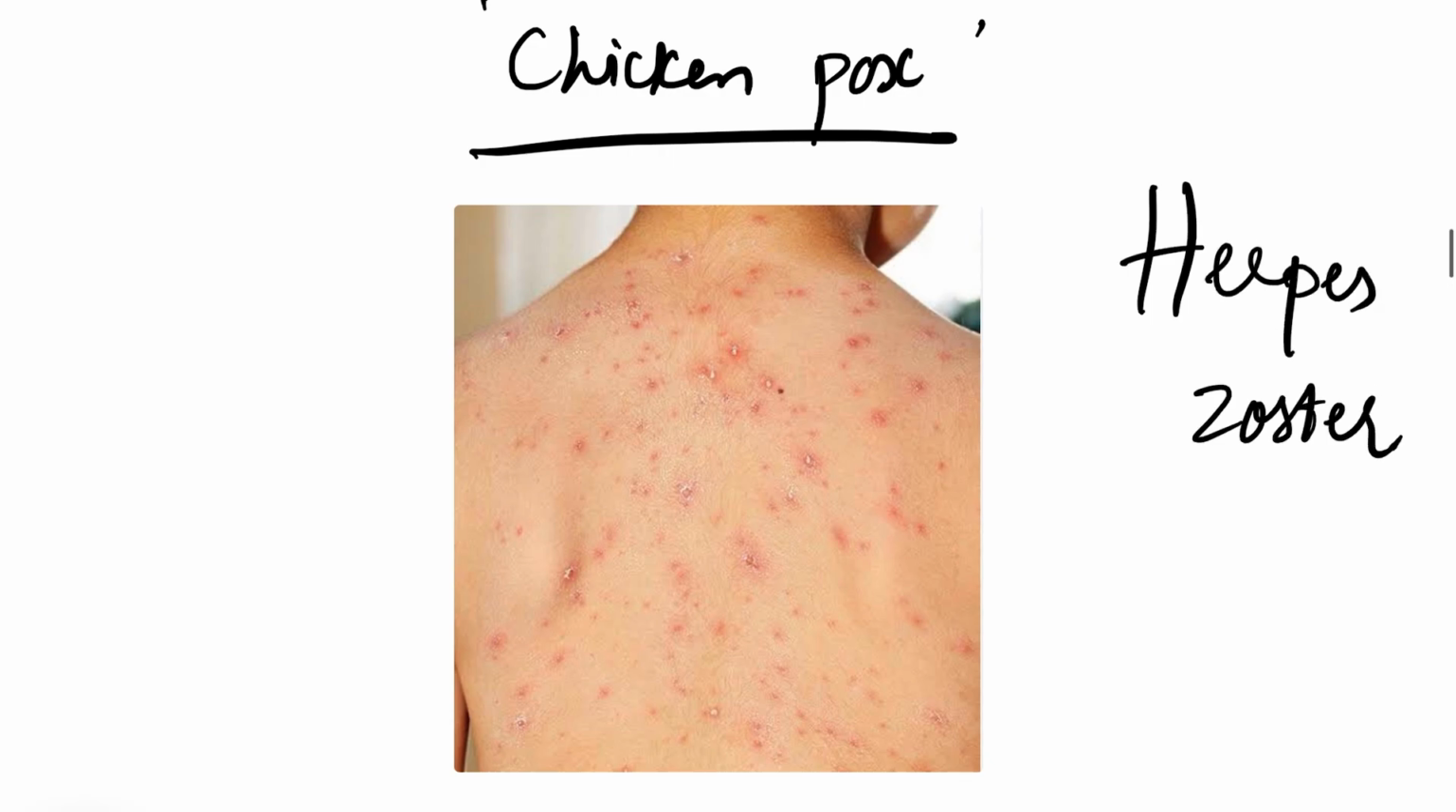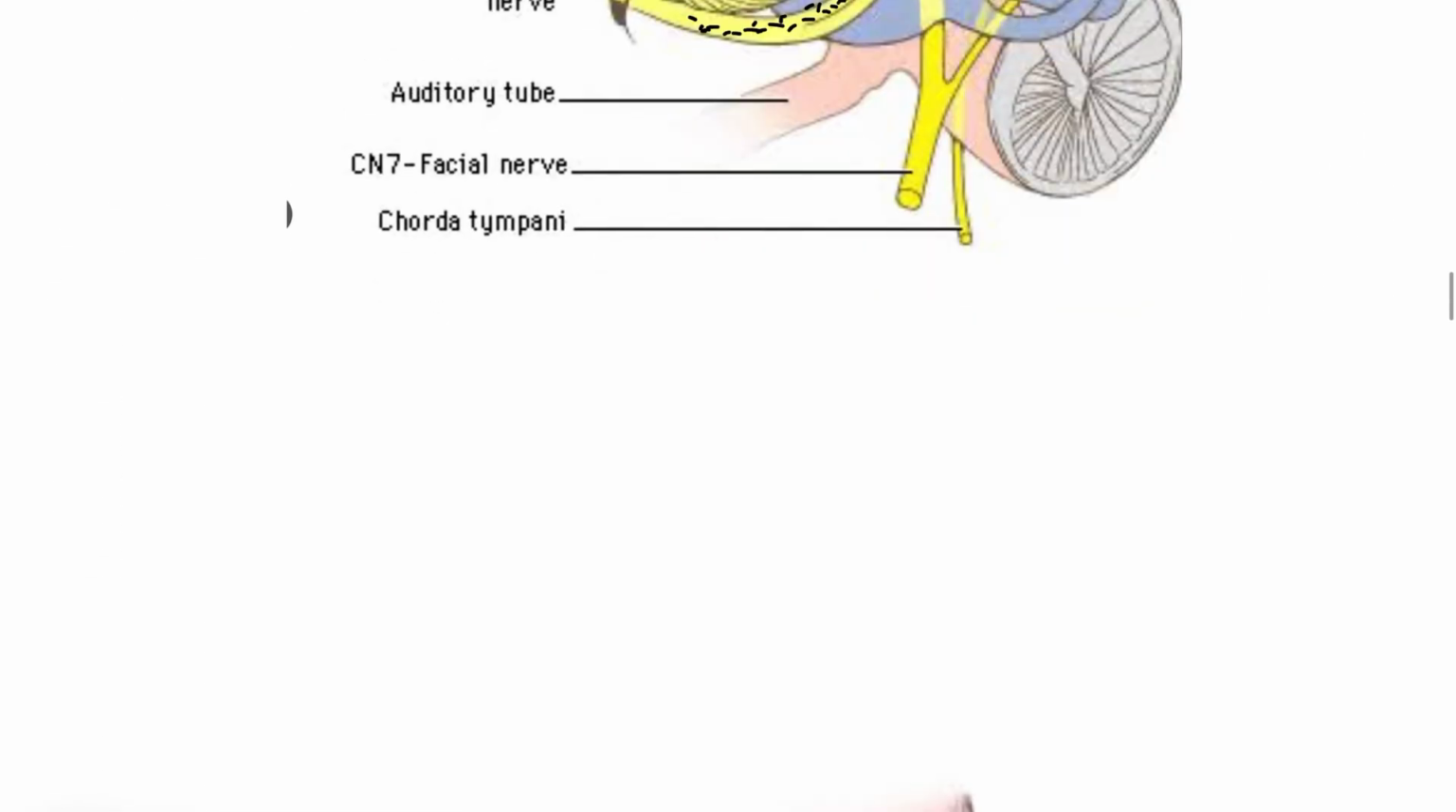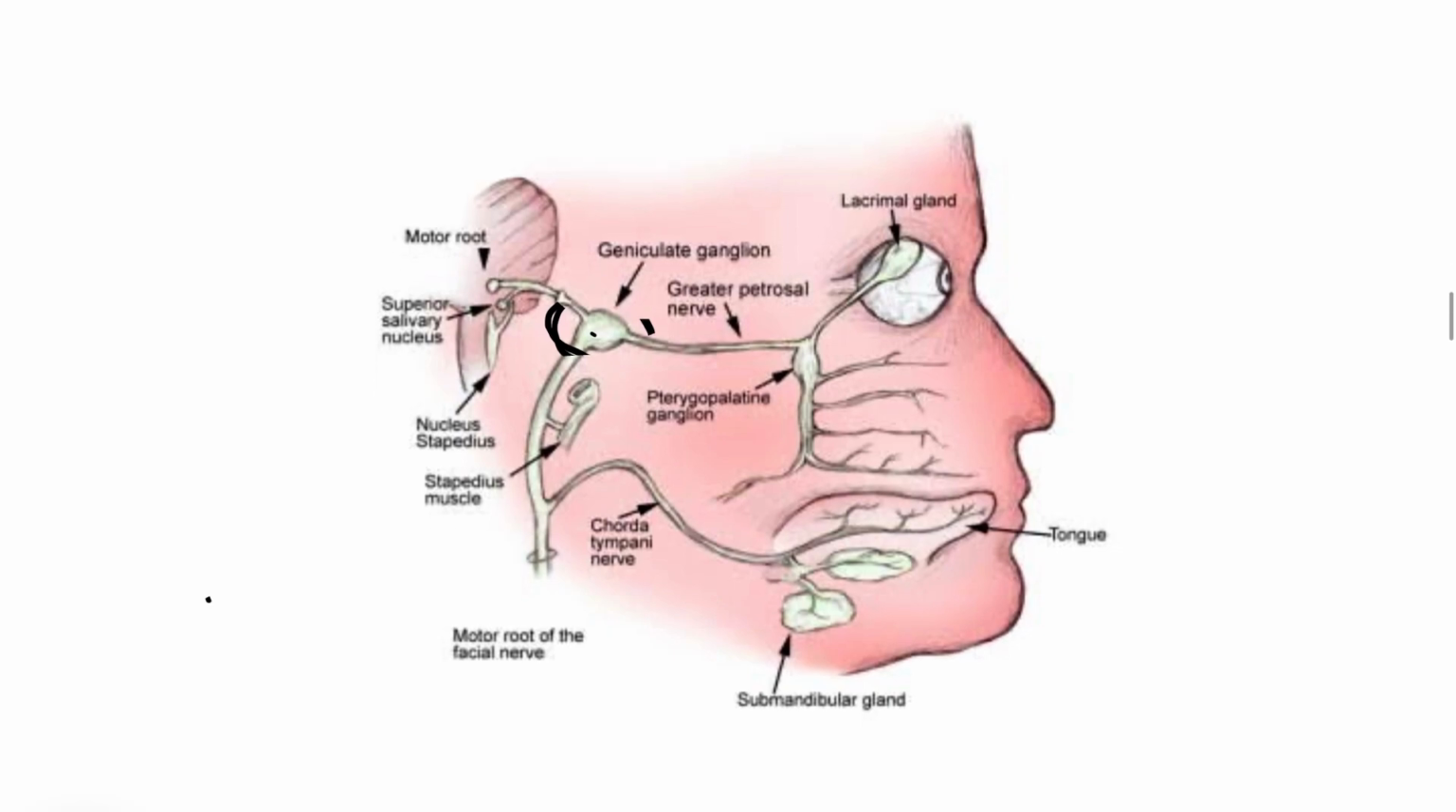Now, more specifically, if the virus was remaining in this geniculate ganglion of the facial nerve, here there is one more diagram, then it is known as herpes zoster oticus or the Ramsay-Hunt syndrome. This virus can remain in other nerve endings also, but one of the clinical manifestations of herpes zoster is Ramsay-Hunt syndrome, where the virus is in the geniculate ganglion.